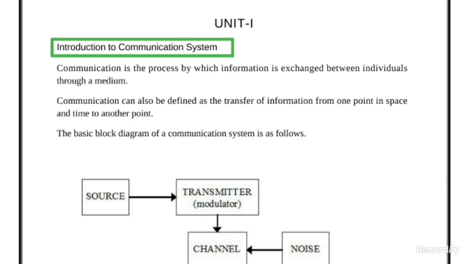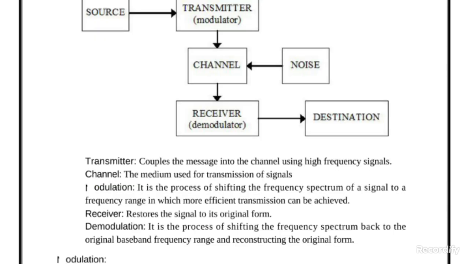Now let's give some introduction to the communication system. What is communication? The main motto of communication is to transfer information from one place to another place by using electrical signals. An information signal is transmitted from transmitter to the receiver. Communication is the process by which information is exchanged between individuals through a medium. Communication can also be defined as the transfer of information from one point in space and time to another point. Now let's have an overlook of the communication system block diagram.